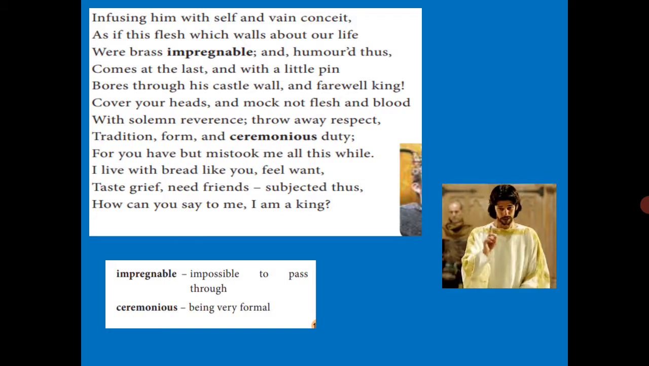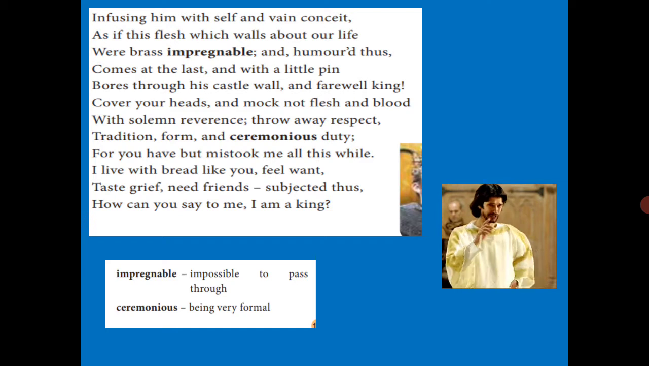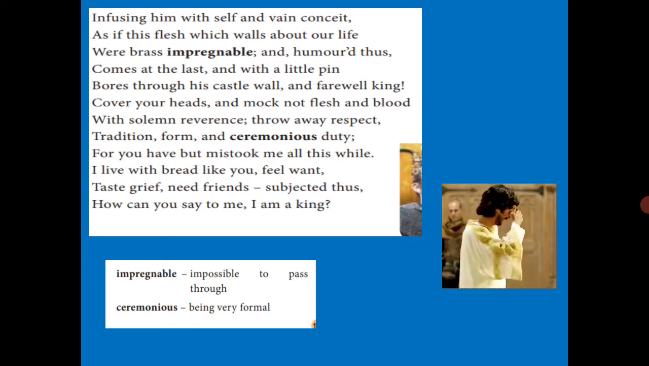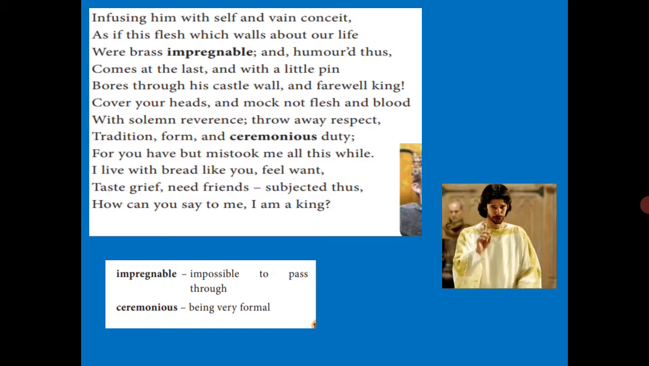That means even kings feel hungry, feel want. Yes, they also have desires. They also taste grief. They also need friends. They are subjected thus. How can you say to me I am a king when I am also experiencing the same things as a common man? How can you say to me I am a king? I am not very special for being a king. In front of death, everyone is equal. My power, my throne, everything I have as a king is not going to protect me from death.